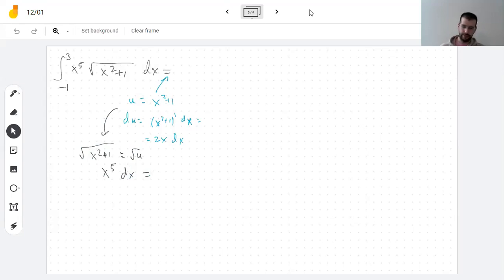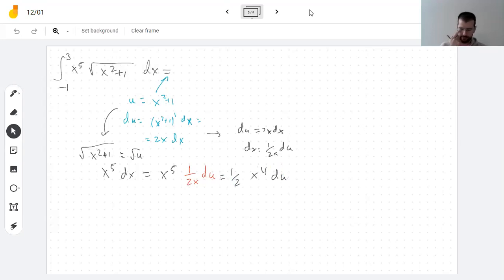So I have to write this in terms of u and du. Whichever way I go about this, there's only one answer at the end. So the surefire way to do this is say if du is 2x dx, then dx is 1 over 2x du. So go and replace dx by 1 over 2x du. And that will leave you with 1 half x to the fourth du.